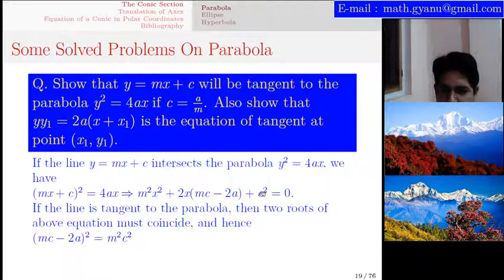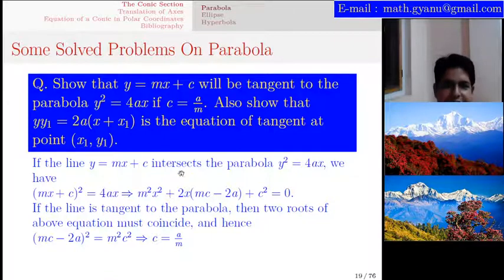4b square equal to 4ac. That means a is m square and c is c square. So 4 will be eliminated. So simply you will write mc minus 2a whole square equal to m square c square. After simplification you will see that c equal to a by m.